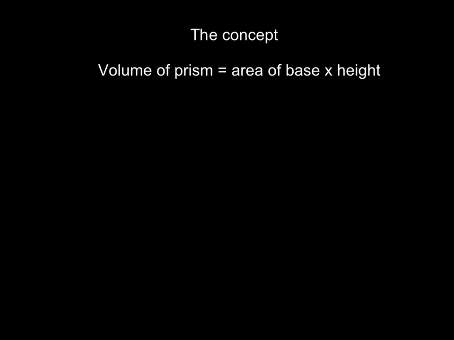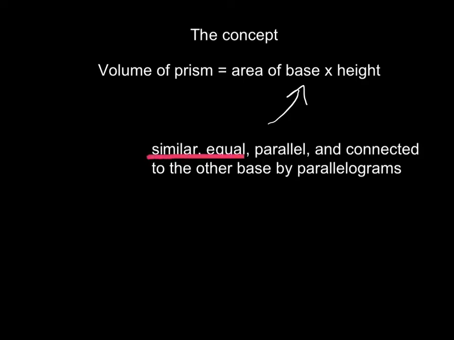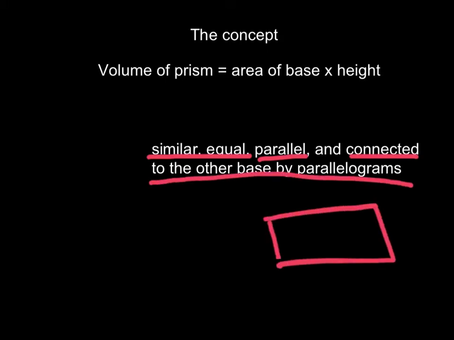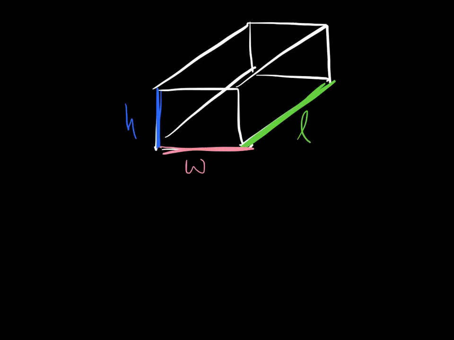The volume of a prism is the area of the base multiplied by the height. The bases of a prism are similar and equal, which means they look the same, parallel, which means they're never going to intersect on the same plane, and finally are connected to each other by a parallelogram, such as a rectangle. For figures such as rectangular prisms and cubes, we have three pairs of bases.